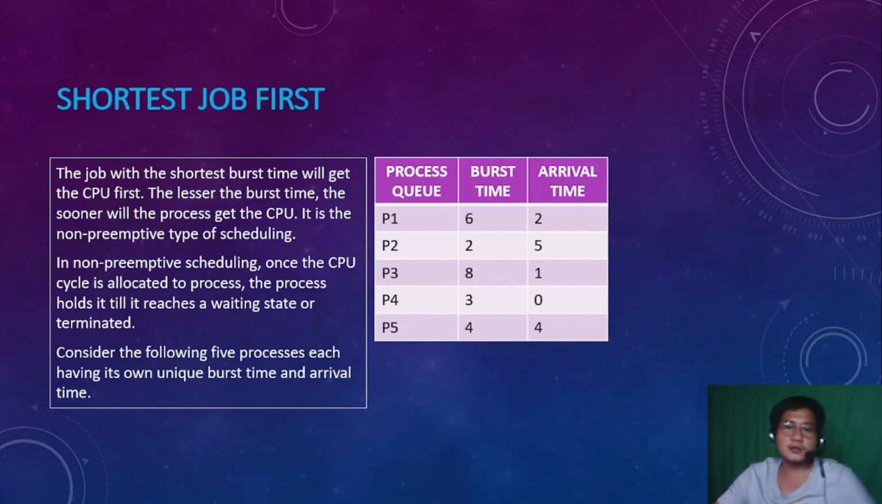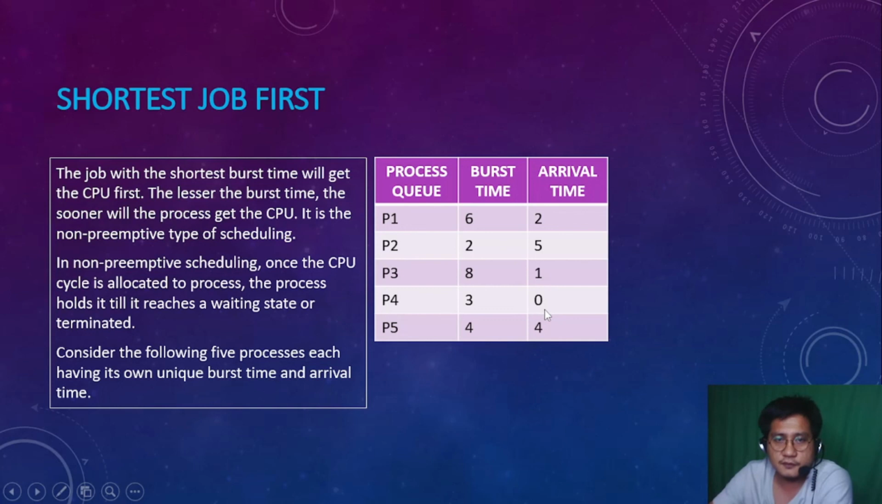If that's the case, we still have to look at the arrival time of each of the processes. In this case, they have different arrival times. The first one to arrive at the central processing unit is P4, and it has a burst time of three. So this will get the time of the central processing unit first, because this is the first process that arrives at the starting line of the queue.